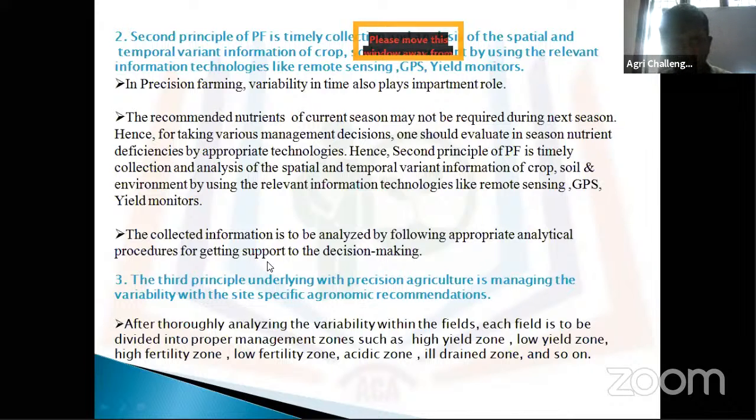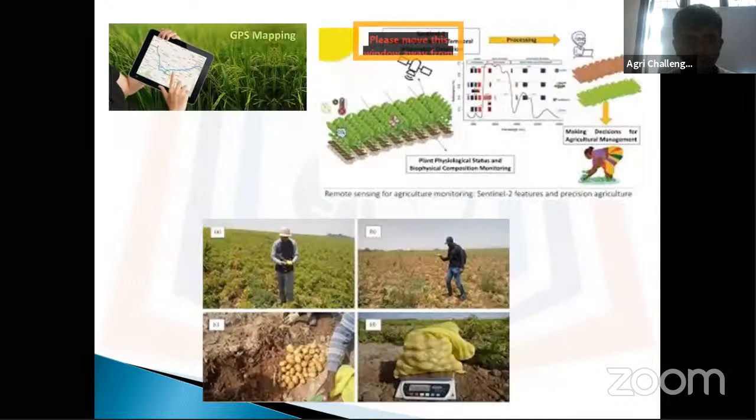So you understood the management, you understood the variability. First you have to understand the variability. Then the second principle, you have to collect the information or data and analyze the data. You collected and analyzed, and you found some variation. Based on that, you divided the field into different zones. Then based on that, you followed the management practices, agronomic practices.